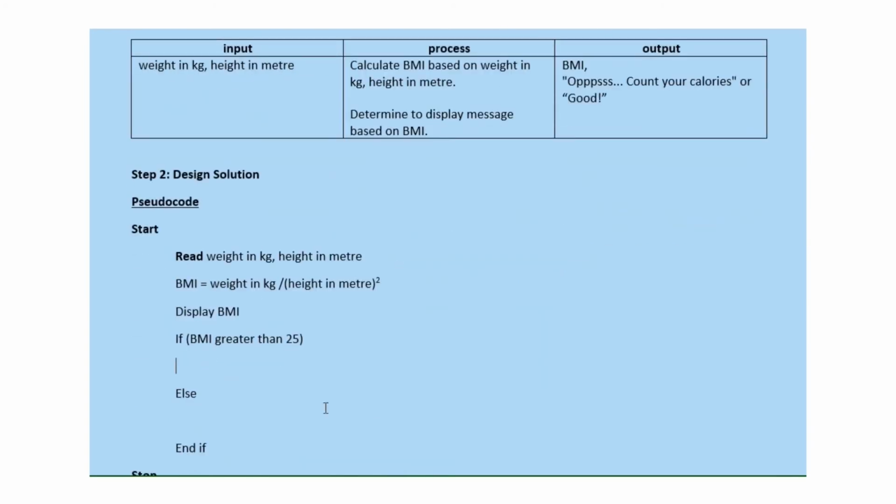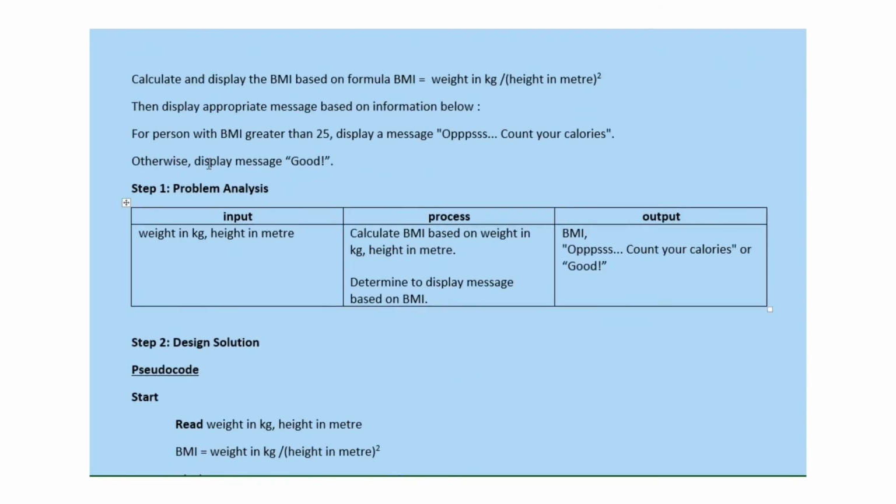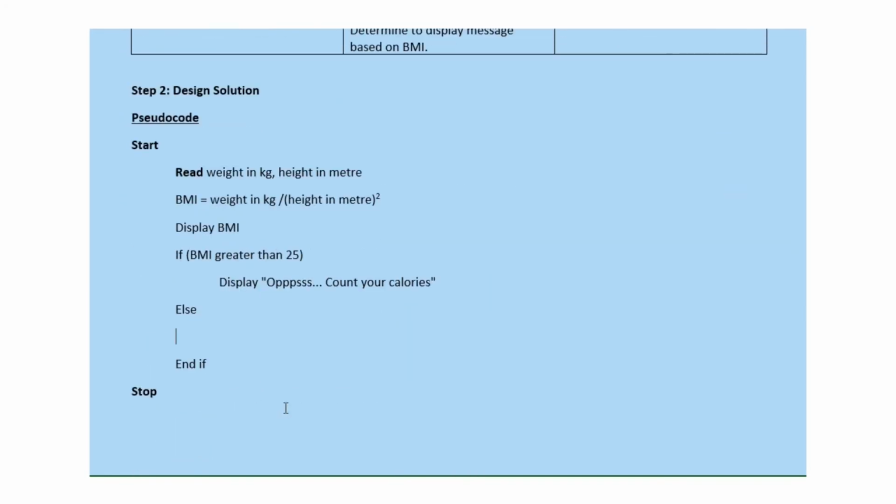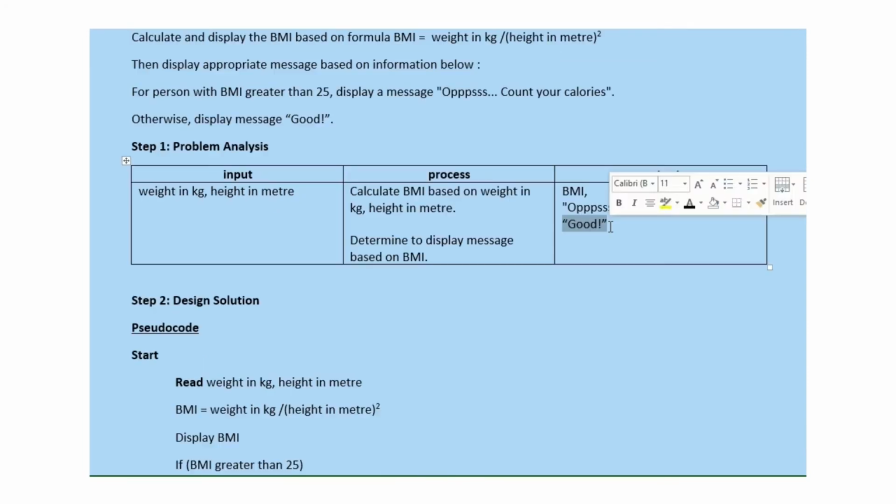This is the importance of indentation. So we know that if this condition is true, we will display the message. Else, if this condition is not true, otherwise display the message good. That means if your BMI is 25 and below, then the message good will be displayed. The statement we will put here: display the message.